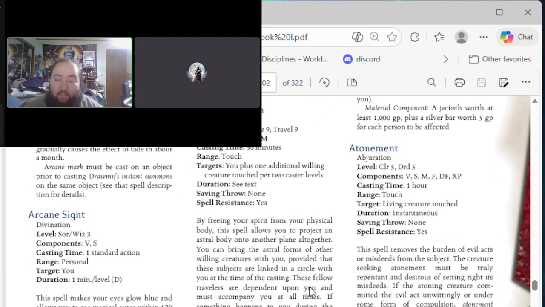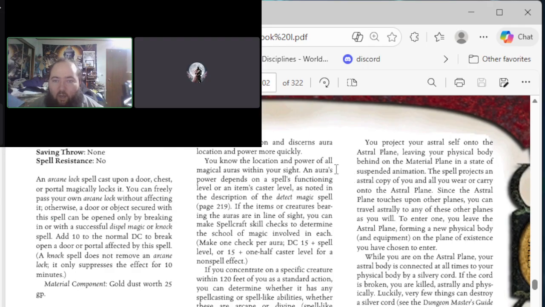The next spell is still a decent spell. Arcane Sight. Divination. 3rd level wizard sorcerer spell. Components are verbal, somatic, casting time 1 standard action, range personal, target you, duration 1 minute per level. This spell makes your eyes glow blue and allows you to see magical auras within 120 feet of you. This effect is similar to that of the Detect Magic spell, but Arcane Sight does not require concentration and discerns auras' location and powers more quickly. You know the location and power of all magic auras within your sight.